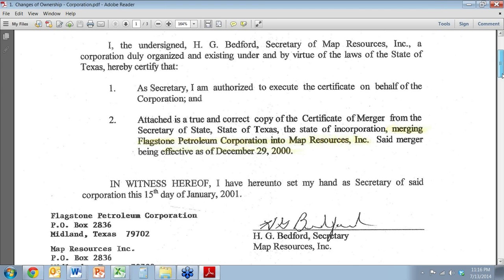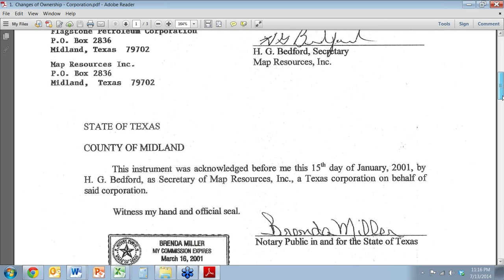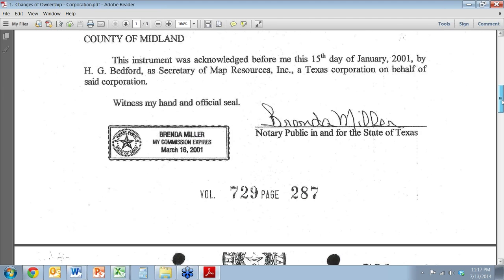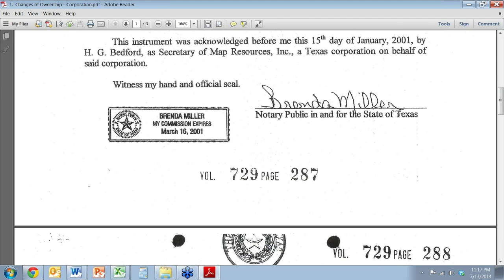Okay, so then let's look at the actual one. And look, this is acknowledged, this is great. This is in Texas, Map Resources in Texas. So this is from the State of Texas, County of Midland, and it says the date that it was notarized. That's January 15th, 2001, by H.G. Bedford as the Secretary of Map Resources on behalf of said corporation. And then, witness my hand and official seal. So here's the notary seal.